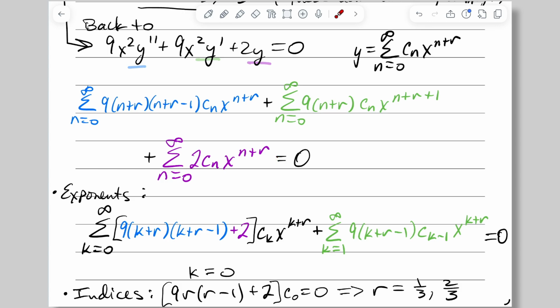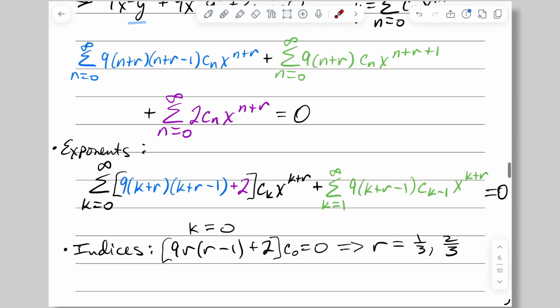Making exponents match, that means making them all match k plus r, means the first and third sigmas we don't need to touch except to change n to k. The second sigma, we need to change the exponent there. But for the first two, since they both have c sub n and x to the n plus r, I went ahead and combined those already into one sigma, where k has replaced n.